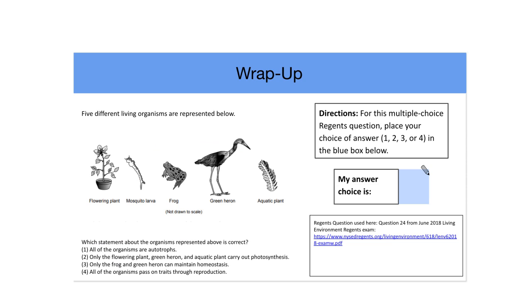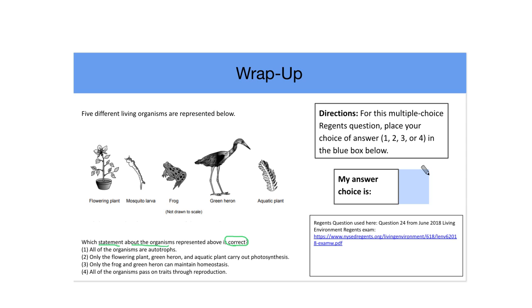Okay, let's go with a second question. 5 different living organisms are represented below: flowering plant, mosquito larva, frog, green heron, aquatic plant. Which statement about the organisms represented above is correct? Remember, number 1 tip, you have to read through the question very carefully. Number 2 tip, we are going to find the valuable information in here. These are different organisms, and we need to look for the statement that is correct about the organisms.